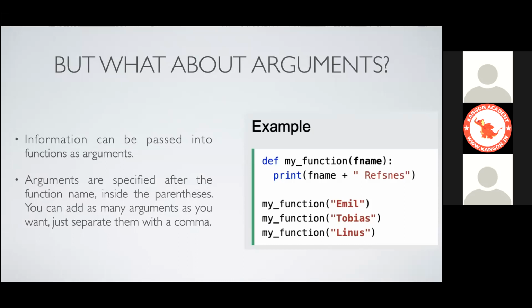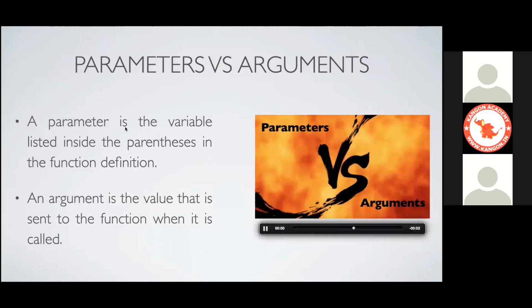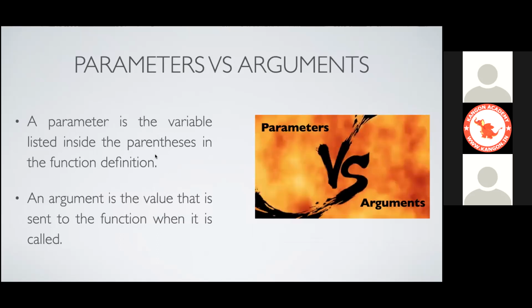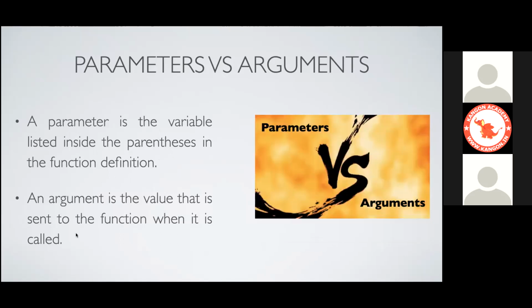Most of the time we use the words argument and parameter interchangeably. Sometimes we call parameters arguments and arguments parameters, and vice versa. It happens. However, there's a small difference here. A parameter is a variable listed inside the parentheses in the function definition. An argument is the value that has been sent.